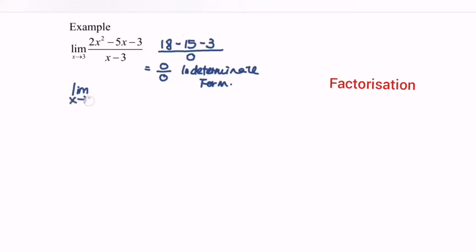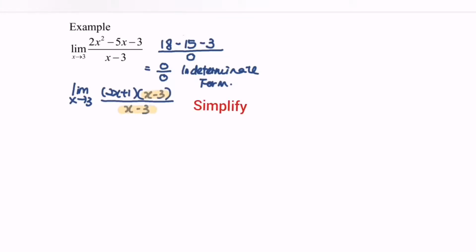The limit when x approaches 3, after we factorize, we will have (2x plus 1) multiplied by (x minus 3) over (x minus 3). Here we notice that we have a common term, which is x minus 3, and we can simplify the situation. Finally, we have the limit when x approaches 3 of 2x plus 1. If we substitute the value, we will have 7. So, when x approaches 3 for the function f(x), the value of y would be approaching 7.